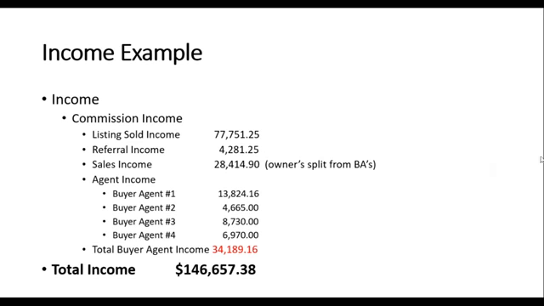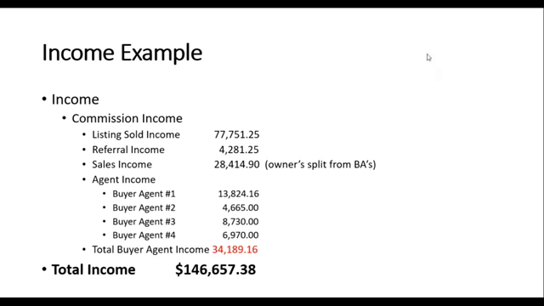Now you can see that the $34,189.16 is actually in red. The only reason that it's in red is for the teaching of this course, because I just want you to pay attention to that number, because we're going to come back to it. And then bottom line, you can see the example here is the total income for this team is $146,657 and change. So that's how you might report the income on a profit and loss.